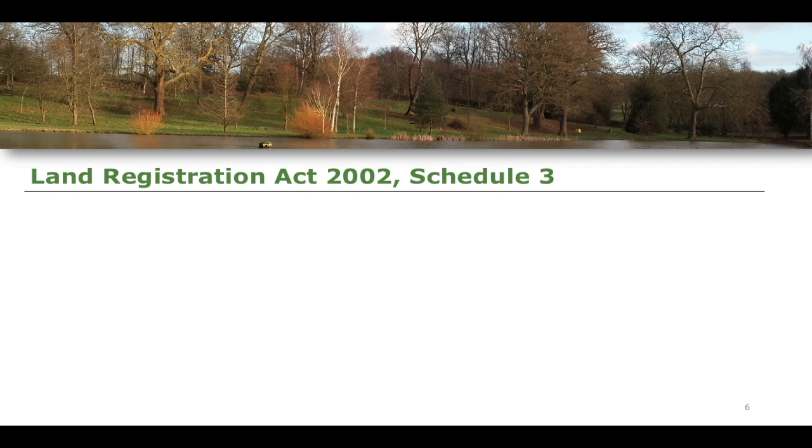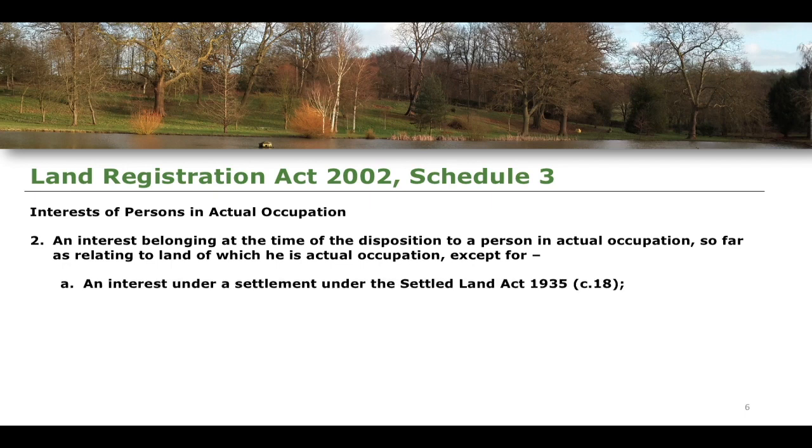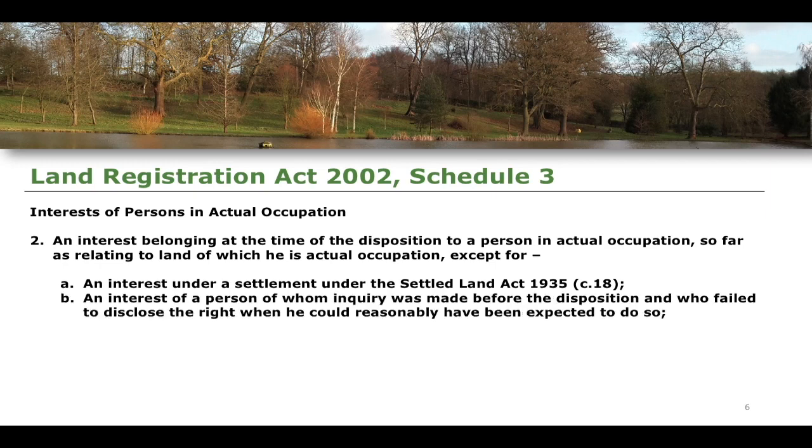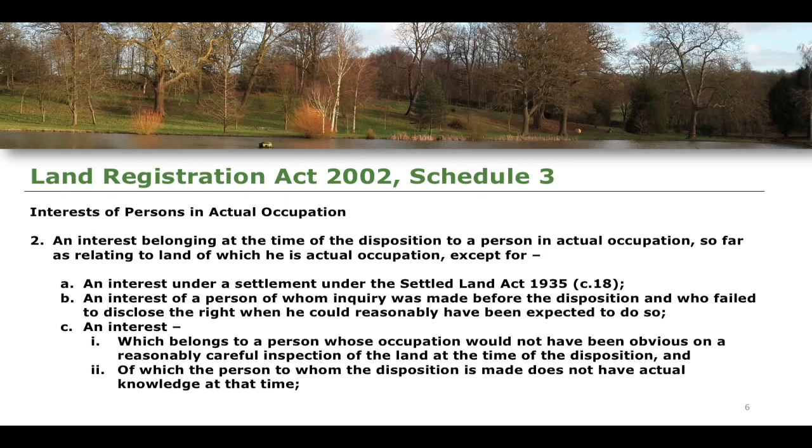So Schedule 3 of the Land Registration Act says the following in relation to interests of persons in actual occupation: an interest belonging at the time of the disposition to a person in actual occupation, so far as relating to land of which he is in actual occupation, except for an interest under a settlement under the Settled Land Act of 1925, an interest of a person of whom inquiry was made before the disposition and who failed to disclose the right when he could reasonably have been expected to do so, an interest which belongs to a person whose occupation would not have been obvious on a reasonably careful inspection of the land at the time of the disposition, and of which the person to whom the disposition is made does not have actual knowledge at the time, etc.